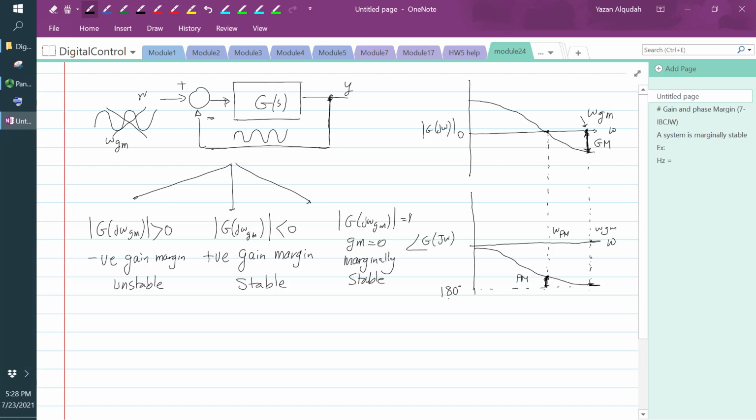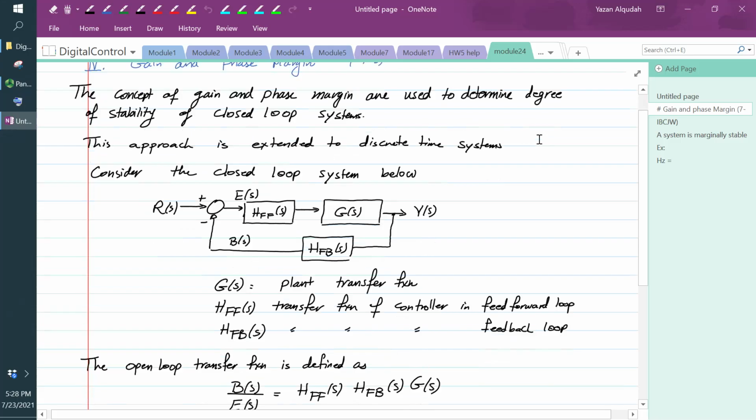I could have a system that has a negative gain margin. If this curve was having this shape here, this will have a negative gain margin. So this is a negative gain margin, this is a positive gain margin. Or I could have the system such that it has a 0 gain margin. This will be like this curve that I have in red here. There's a 0 gain margin. And you can see how this gain margin relates to the stability of the system.